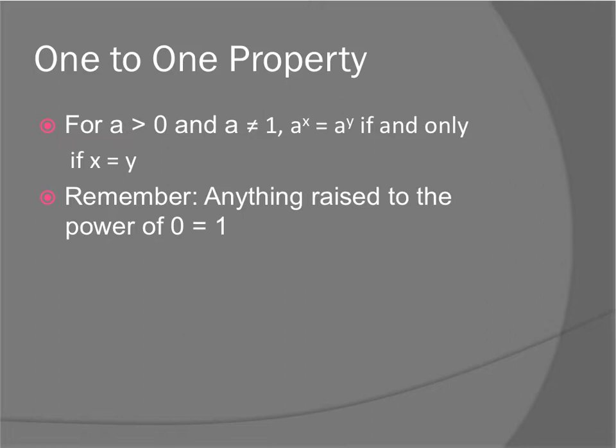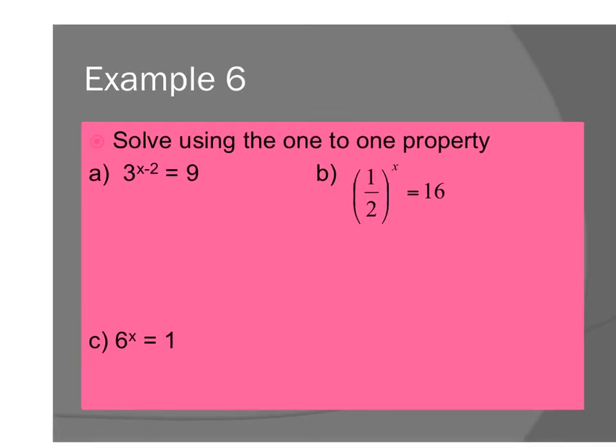But remember, anything raised to the 0 power is what? 1. You need to remember that. If you're going to solve using the one-to-one property, what you want to do is get the bases to be the same. So if I look at the base of 3 and the base of 9, can I rewrite 9 with a base of 3? Yes. I have 3 to the x minus 2 equals, what's another way I can write 9? 3 squared.